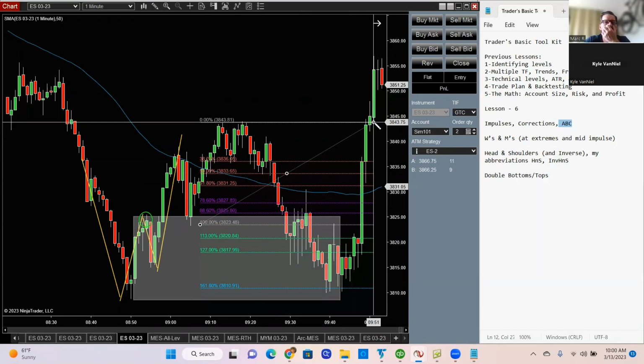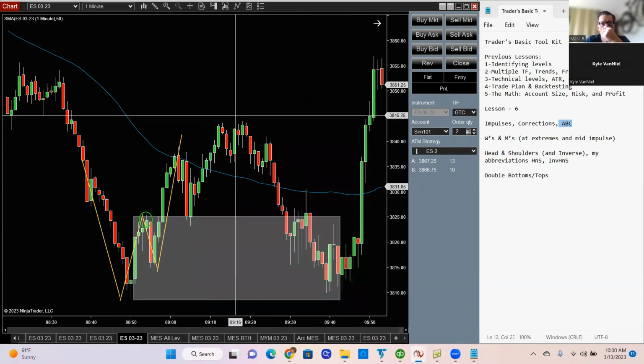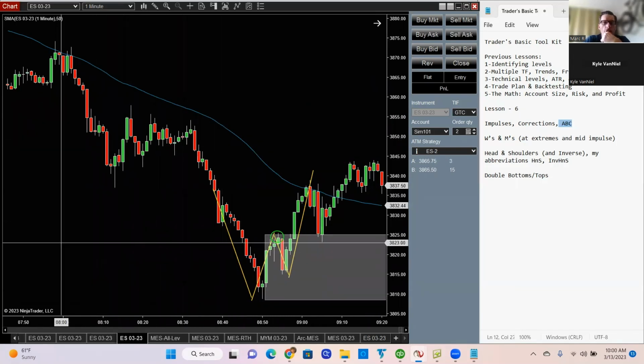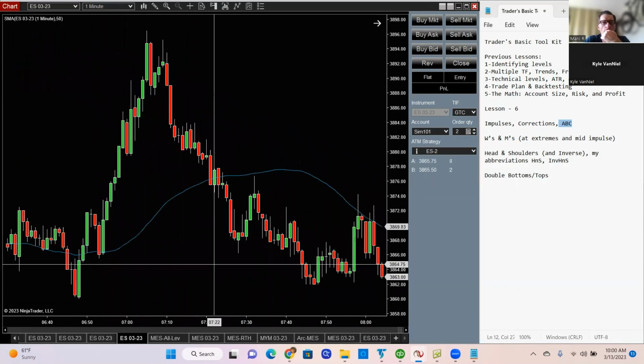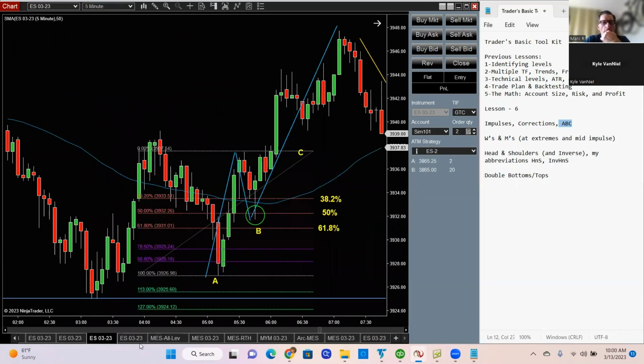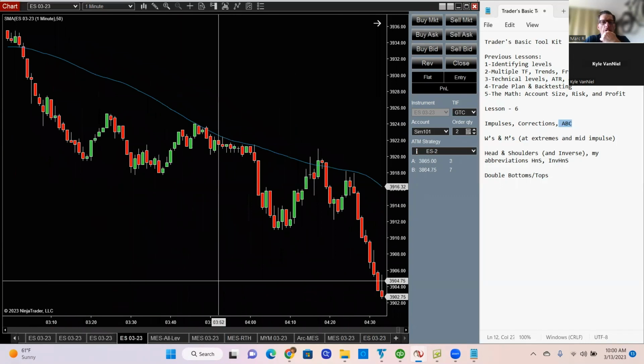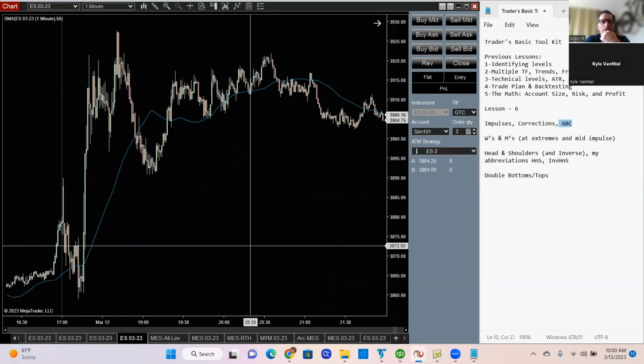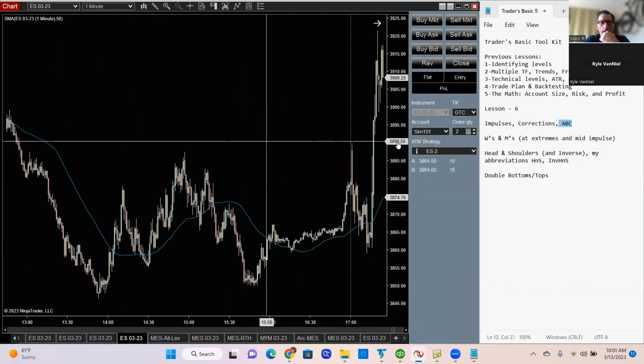Which would lead to another pattern. So there's another reversal that I like to trade. I'm only going to get into the shape right now. I'm not going to get into the measurements, because the pattern exists without the measurements as well. I'm just going to show you what the pattern looks like.